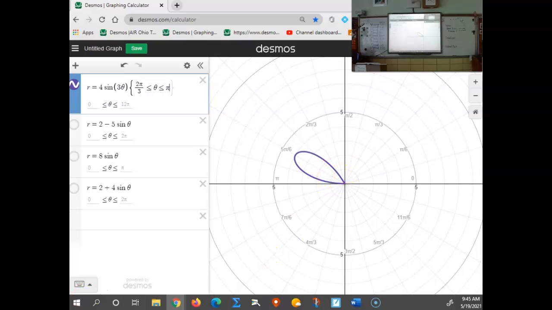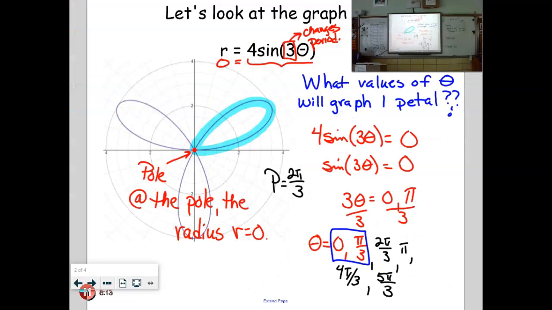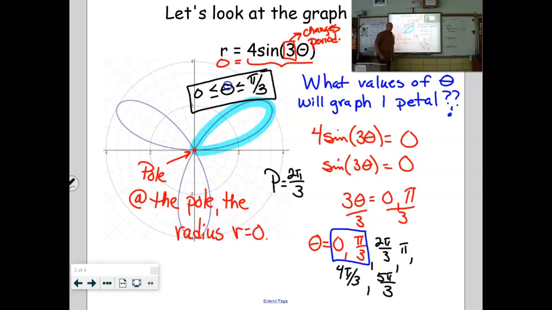So now we have that very first one, and it is done. So here it is. So our final answer is to create this petal, theta is greater than or equal to 0, less than or equal to pi over 3. Boom. That's the very first one. And I could use any pair of consecutives. I could use these two, these two, these two, these two, these two. It's my choice what I want to use.